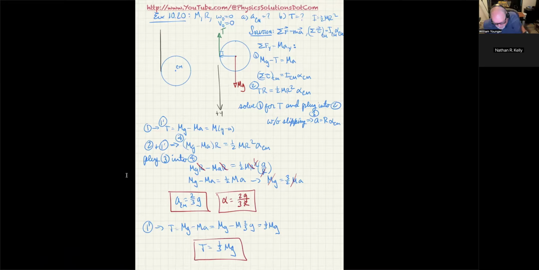And that makes a little bit of sense, because 1/3 mg means the string is supporting 1/3 of the weight, and therefore it should accelerate at 2/3 of the normal acceleration that you'd expect. So that's why the acceleration is 2/3 and the tension is 1/3.